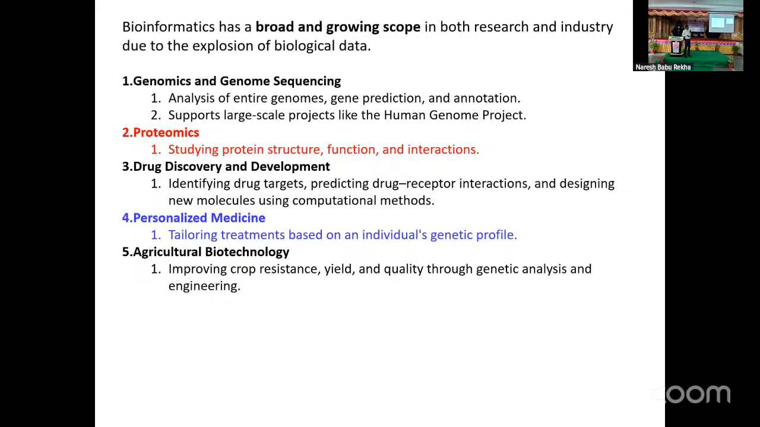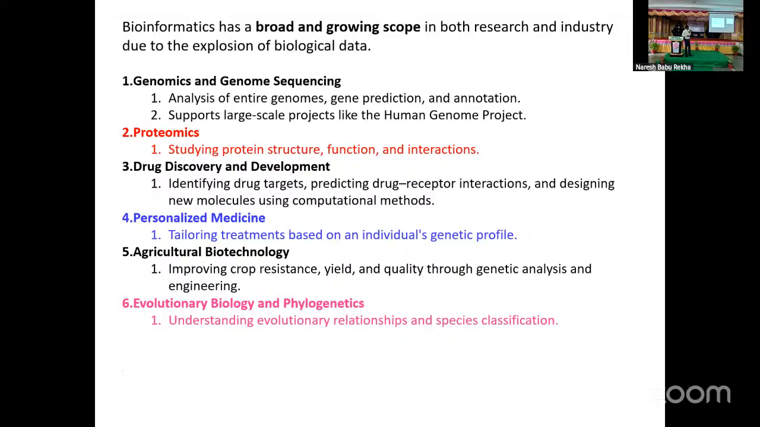But see how bioinformatics is helping in agriculture. In the agriculture sector, a lot of problems are there. A lot of those problems are now being addressed by bioinformatics, which we call agri-informatics. Then, we have functional evolutionary biology and hybrid.